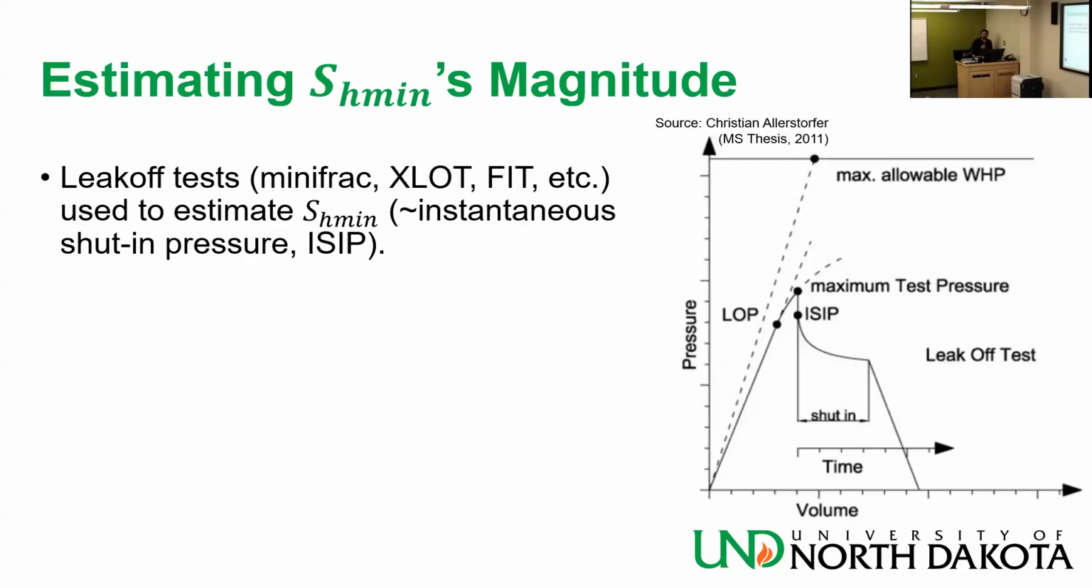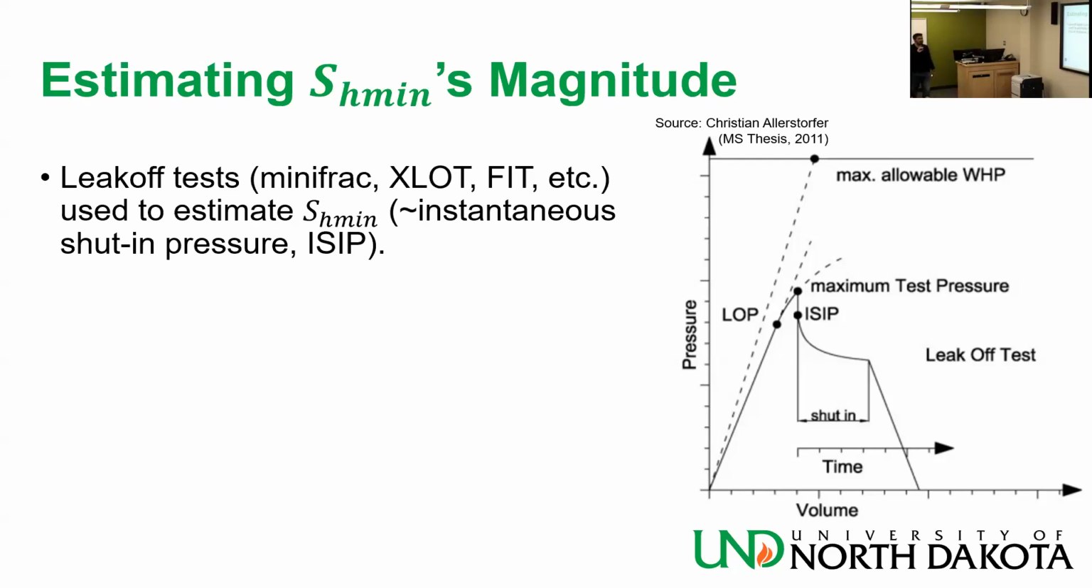And the answer is directly below the casing shoe. If my casing goes to here, the shoe is here. Right below it is the location where I can cause fracture the easiest. It's the most vulnerable location. So I'm asking myself, how much can I pressurize my well without fracturing the shoe? And I will do the leak-off test for that.